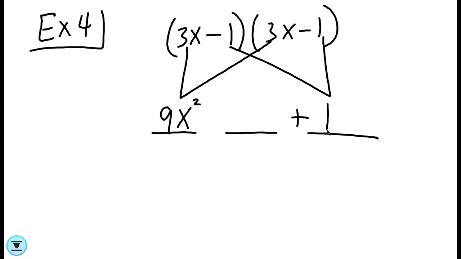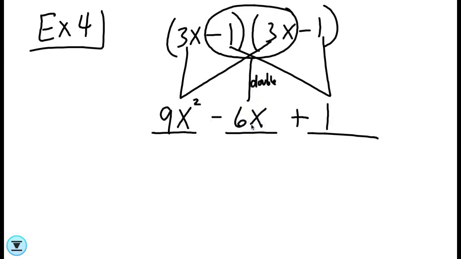And then we do this to find the middle term. We multiply these two together. So what's negative 1 times 3x? Well, that's negative 3x, but we're going to double it. So negative 3x times 2 is actually negative 6x. And so there's our final answer. Okay? Not quite as easy as the other shortcut, but still better than the entire box method if you can grasp it.